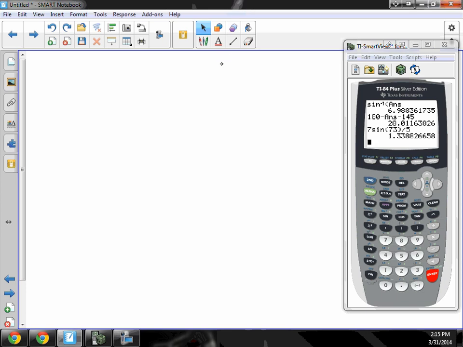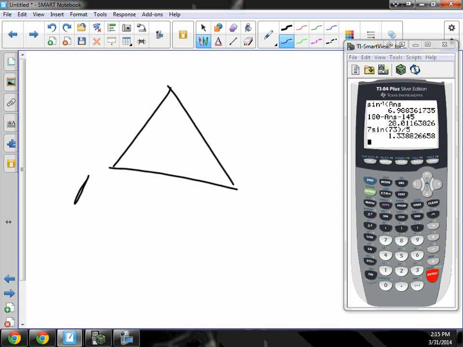So let's review law of sines just quickly. So A, B, C, little a, little b, little c.